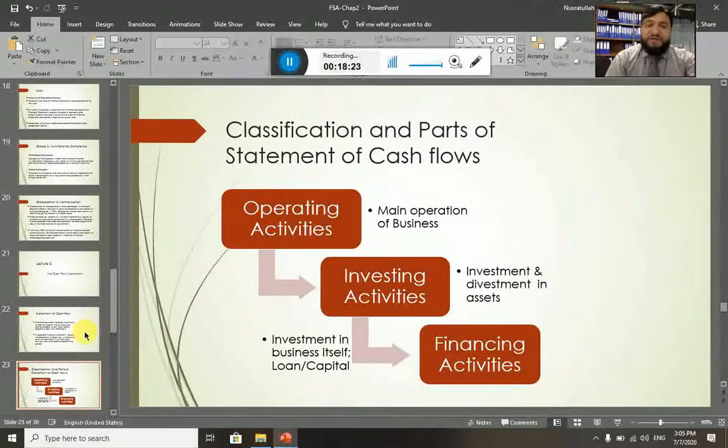The third part is financing activities. Financing activities is basically investment in the business itself. It means acquisition of money, acquisition of funds. It could be from an internal source or from an external source. You have taken a loan or you have paid out a loan. The owner has invested or the owner has divested, has left and taken their share capital. So under these activities, we report all the inflow and outflow coming from the financing activities.